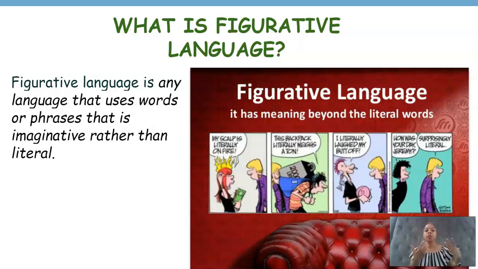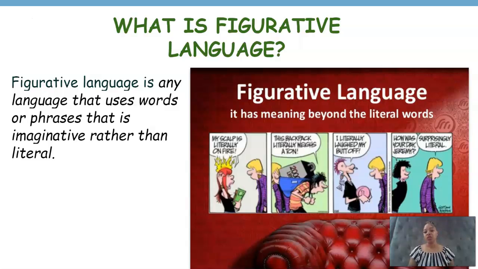So the importance of learning figurative language is because it's everywhere. It's in music, it's in movies, it's in poetry, it's in books. It's important to understand what figurative language is so that we can understand language in general, because we don't always speak in a way that we mean it exactly the way that we say it, but we do want you to understand what we're saying. So that's just what figurative language is.